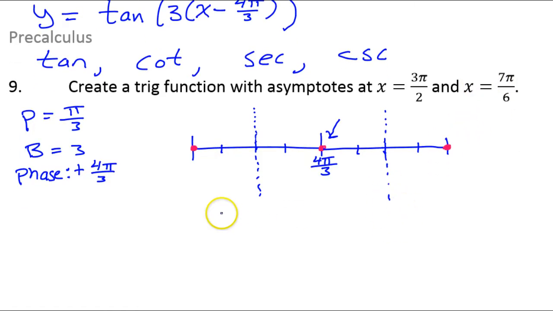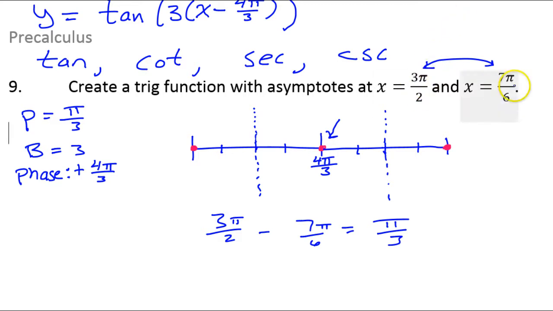Can we just remember one thing though? When I did 3 pi over 2 minus 7 pi over 6, that period was pi over 3. That equaled pi over 3. So that's just good to keep in mind. Okay, so basically the distance between these two, let's just save this for the next problem, is a distance of pi over 3. Okay, let's shoot for one more function.